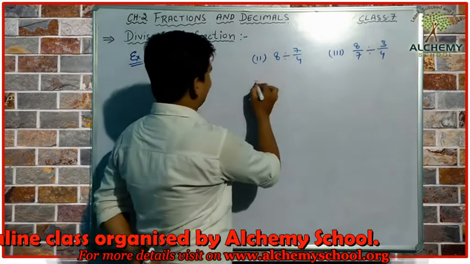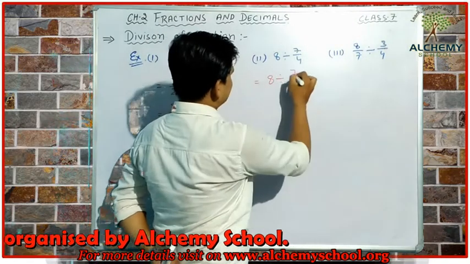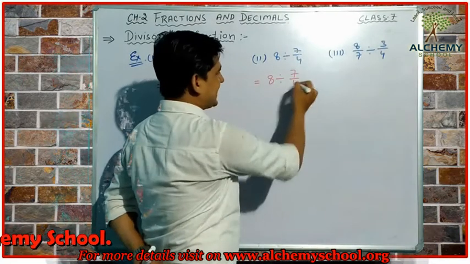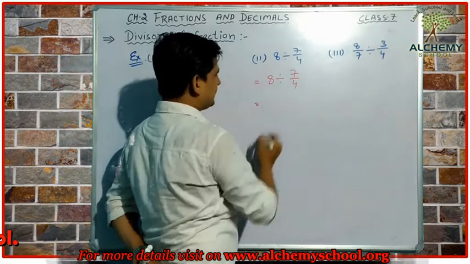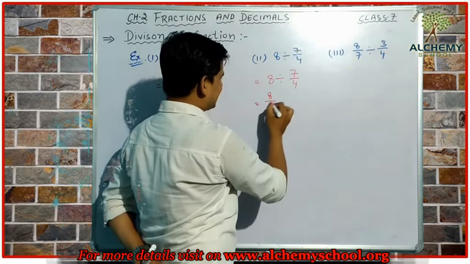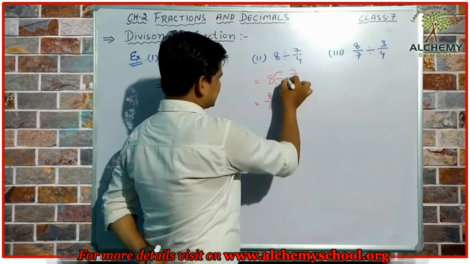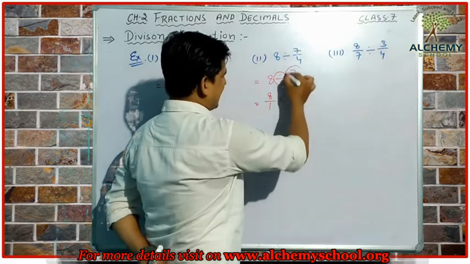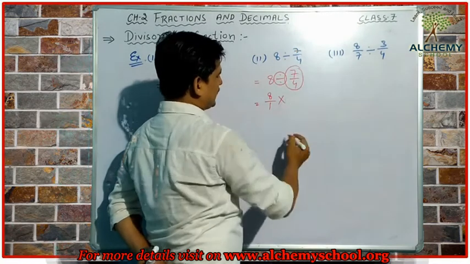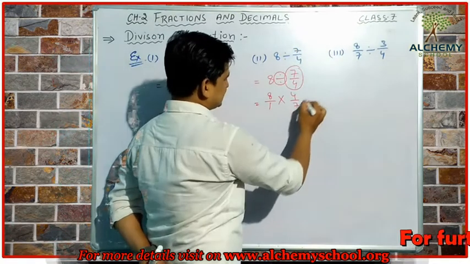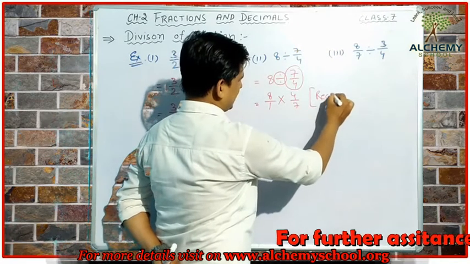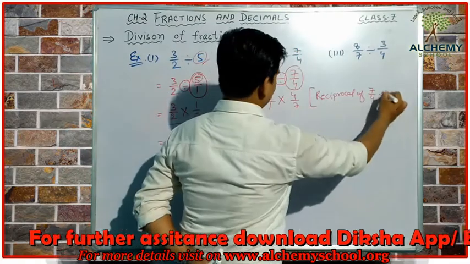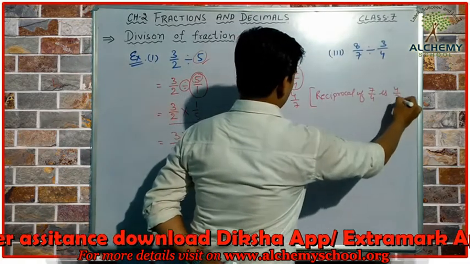In the second question we have 8 divided by 7 upon 4. This time the whole number is divided by a fraction. We have to write this whole number in the form of a fraction, so we will write it as 8 upon 1. The sign of division will be replaced by multiplication, and we have to find the reciprocal of 7 upon 4, so it will be 4 upon 7. We can write, the reciprocal of 7 upon 4 is 4 upon 7.